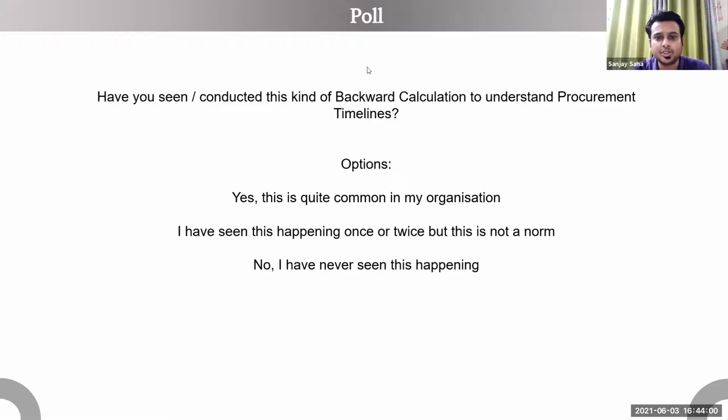It's a quick poll about backward calculations. If you have done this in your organization, or if you have seen this happening in your organization, we would like to know, because we haven't seen this many times. And that's why we see a lot of delays happening, and a lot of miscommunication as well. And then people are following up again and again as to where the supplies are, when are they going to come, and all those issues. So the poll is on your screen. Please, if all of you can vote. A few people left.